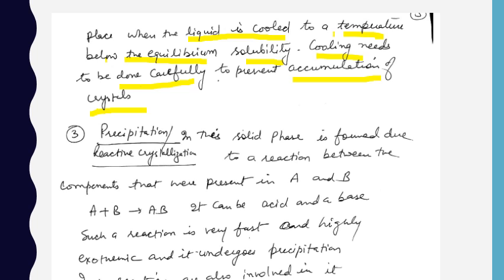The third type of crystallization is precipitation, which can also be called reactive crystallization. What type of crystallization is this? In this, the solid phase is formed due to a reaction. As I have taken one example in the crystallization process, step by step, where the reaction takes place and you obtain the crystal from the reaction.